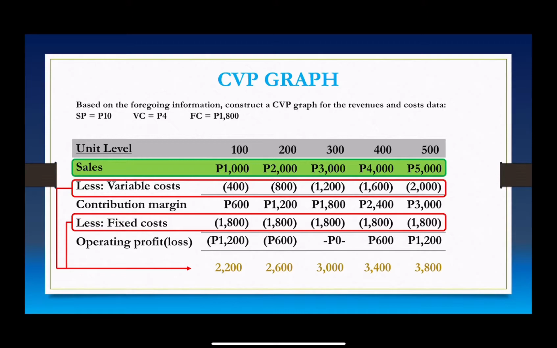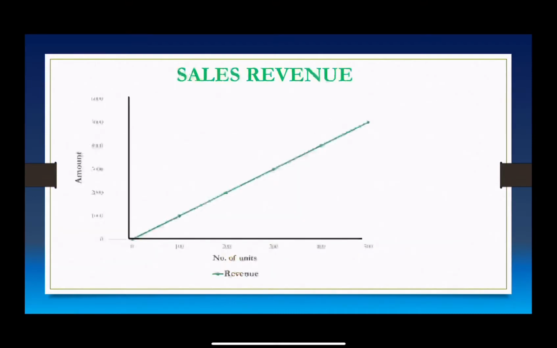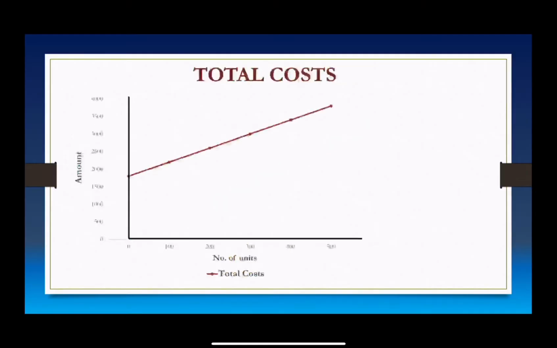So for the graph of sales revenue, as you can see, this graph is linear. The sales revenue graph is linear, and it moves upward every time the number of units increases. This is possible because the selling price is fixed. And for the total cost, it will be like this. Like sales revenue, the total cost is also linear because the variable cost per unit is likewise constant. So it moves directly with the number of units.